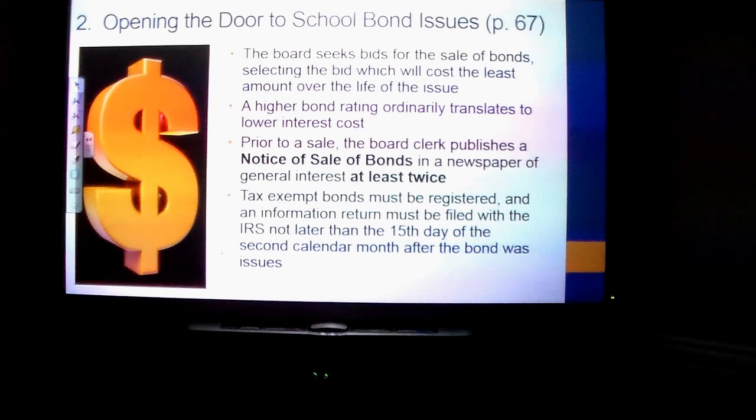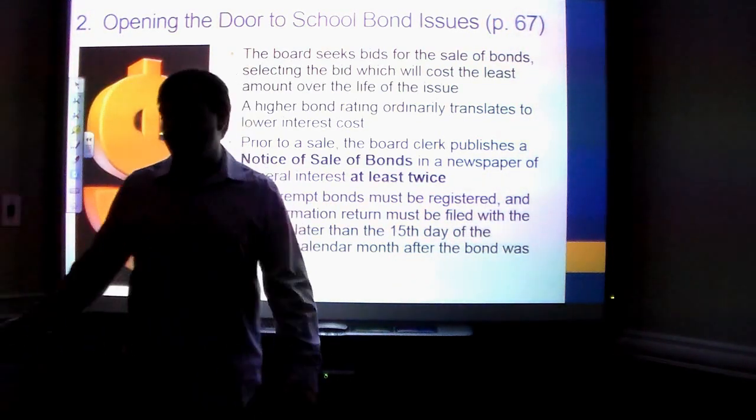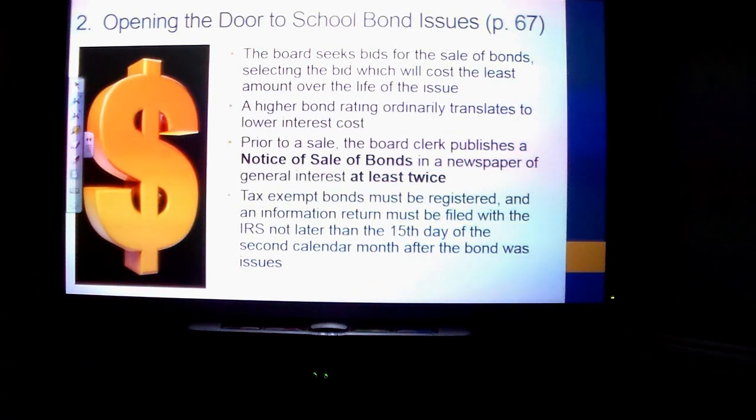So when the board looks at selling bonds, they try to do it in a way that will cost the least amount over the life of the issue. If there's going to be a sale of a bond, then a notice of sale of bonds has to be published in a newspaper of general interest at least twice. Basically, say you have a bond at an interest rate that you're trying to get rid of, that you signed at 14.9% for $1 million. Why you would do that, that's beyond me, I'm using it as an example. You jump in and say, I'll buy that bond from you, and I'll do it at 12.9% interest. Well, that person's going to get the money now, the district can sell the bond, pay the principal back, and then they'll have something that costs the least over the life of the issue.